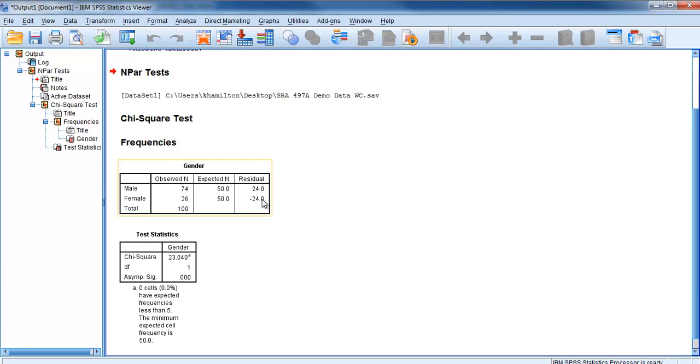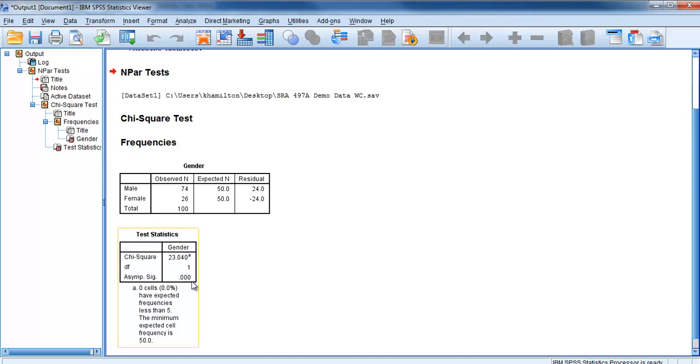In response to the question, is there a significant difference in the number of male and female students in the class? The answer is yes. You can tell this because the significance level shown in the output is less than our cutoff of 0.05, which means that there is a greater than 95% chance that the results we found were not due to error.